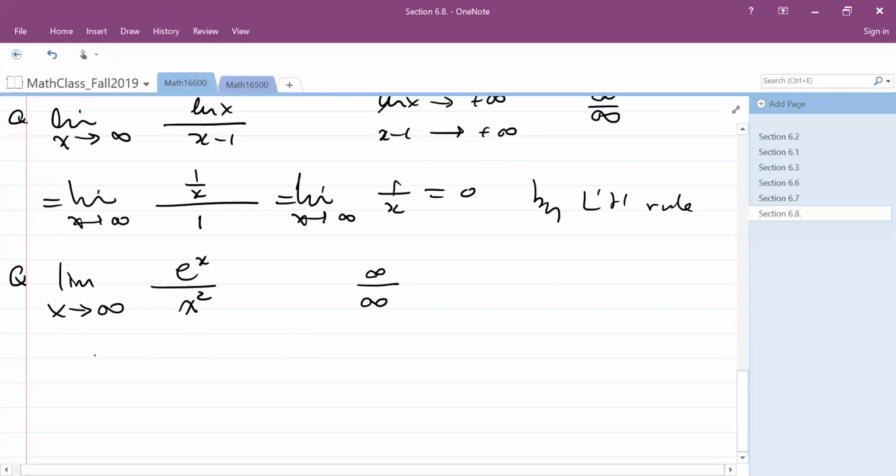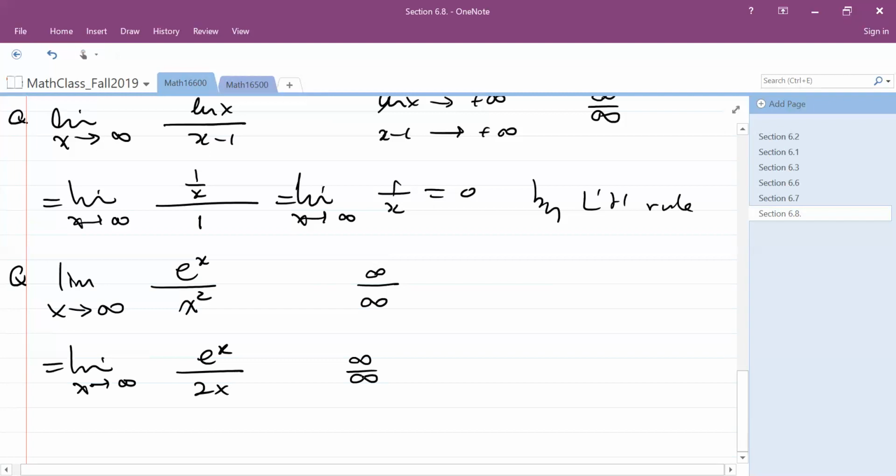So how can I do that? I can apply L'Hopital's rule at this moment. The derivative of the numerator is still e to the x, and the derivative of the denominator is 2x. So this is still infinity over infinity type. When you continue to differentiate the numerator and denominator, put a note here about what type it is. If you keep this habit, then you will not make a mistake.